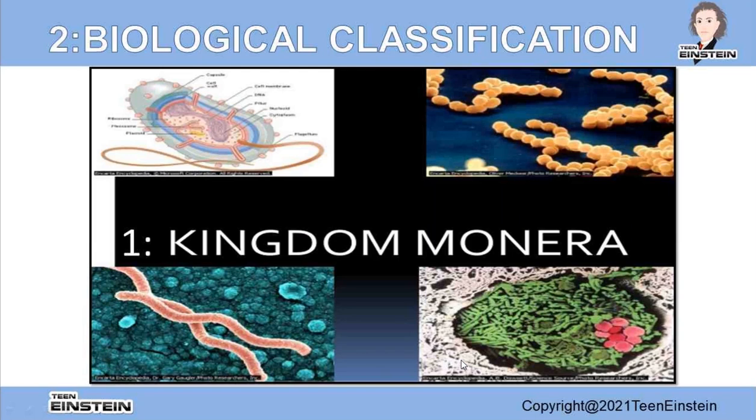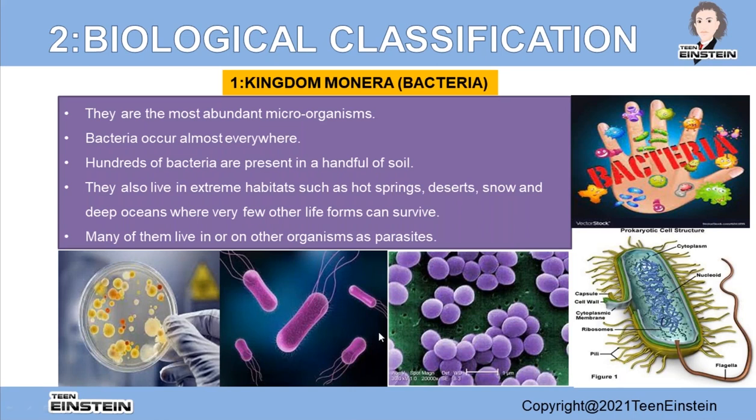Okay. Now we'll go to kingdom Monera. They are nothing but bacteria, and they are unicellular organisms. In the previous chart itself, I showed all these pictures. From that we can make out they are only unicellular and microorganisms. They are the most abundant microorganisms. All abundant microorganisms come under kingdom Monera. Mainly they are bacteria.